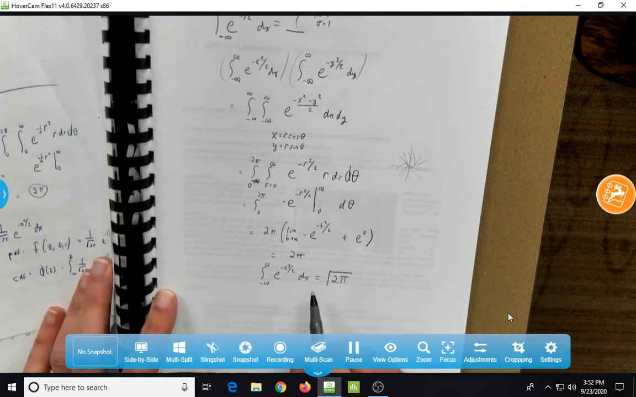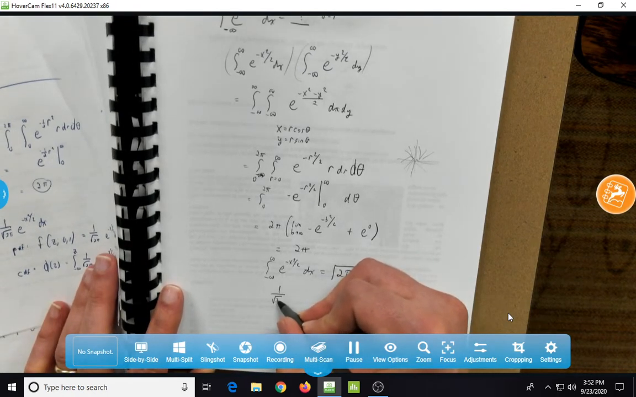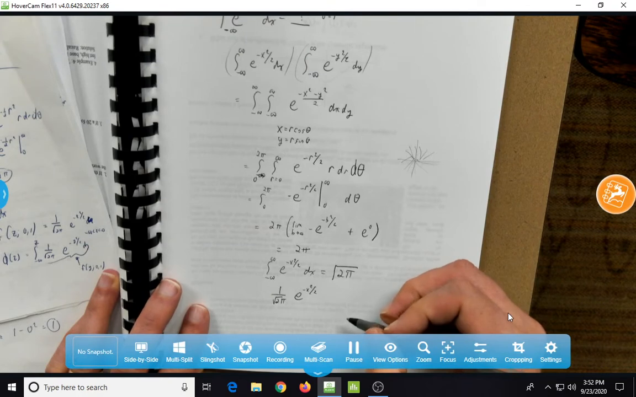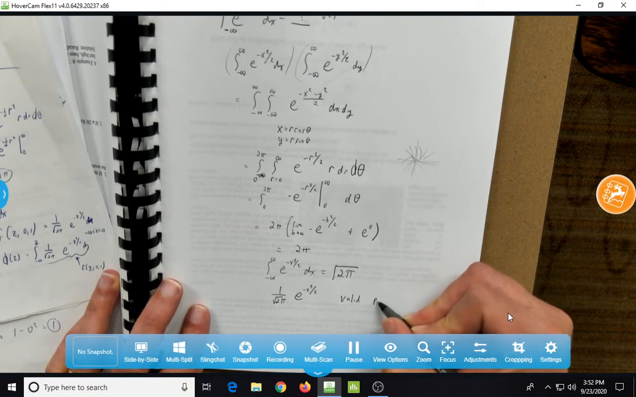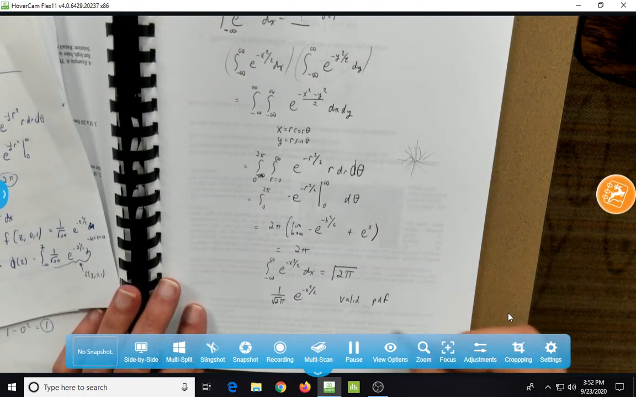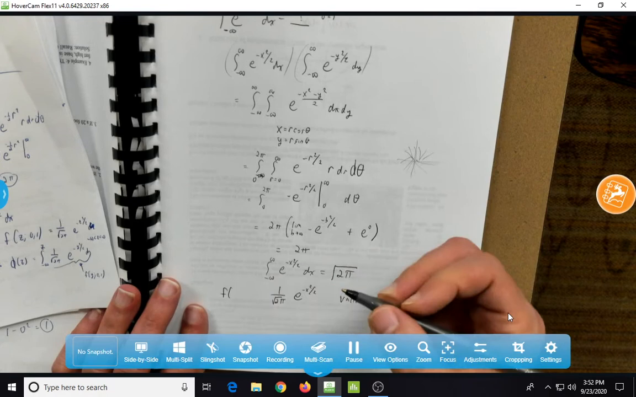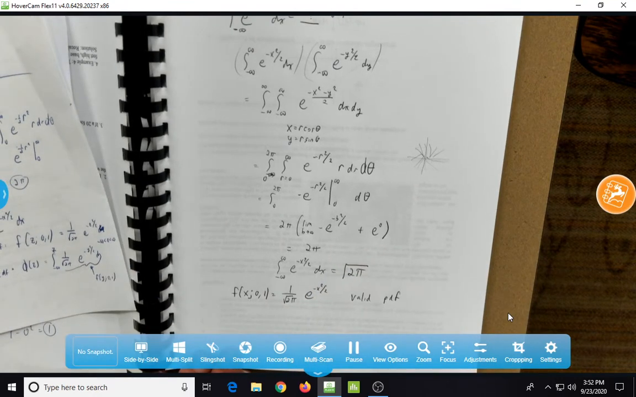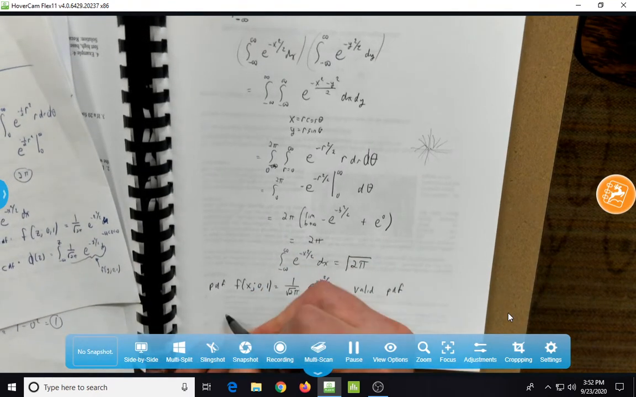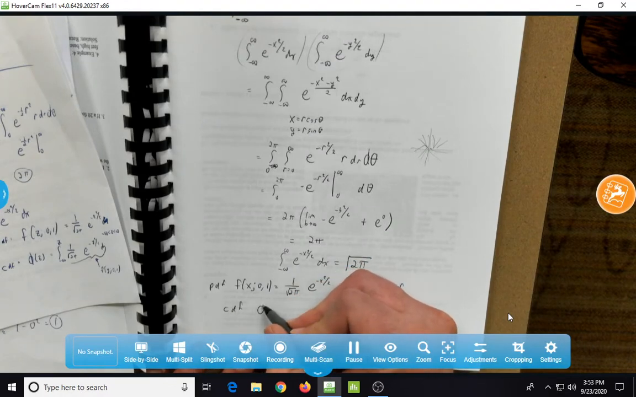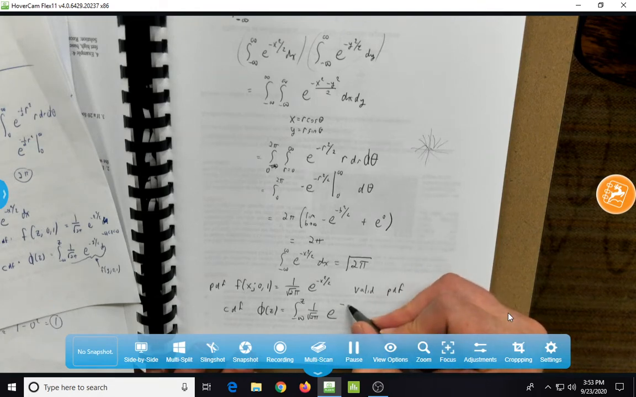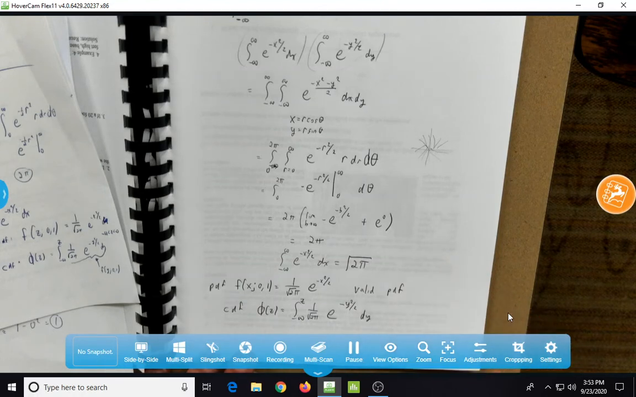So in order to make this a PDF, I need to go ahead and multiply by 1 over the square root of 2 pi, and e to the minus x squared over 2 will now be a valid PDF. Sometimes we write this as f of x, and the parameters are 0 mean and 1 standard deviation. And if this is the PDF, the CDF we can represent as phi of z equals the integral from minus infinity to z of 1 over square root of 2 pi e to the minus y squared over 2 dy, sort of a dummy variable.